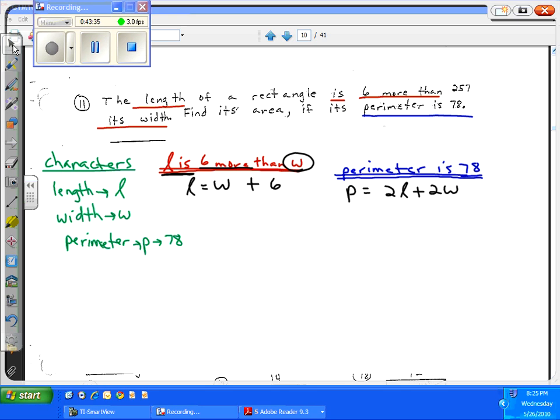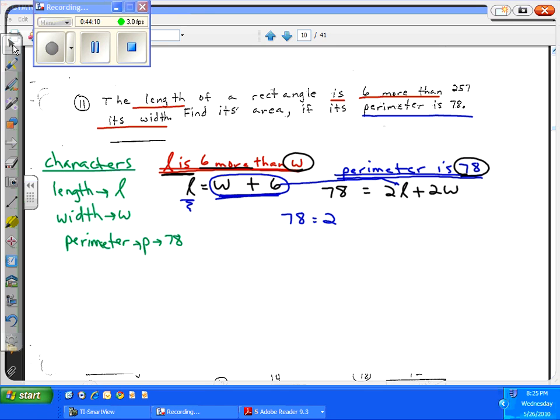So we have two formulas. On this one, instead of putting P equal, since we know what the perimeter is, we would put 78 equal. We have a system of two equations with two unknowns. We're going to solve by substitution. So we take what L is in terms of W, and we're going to put that in place of L in the other equation. So we would have 78 is equal to 2 times what L is. Now we're replacing L with a sum.